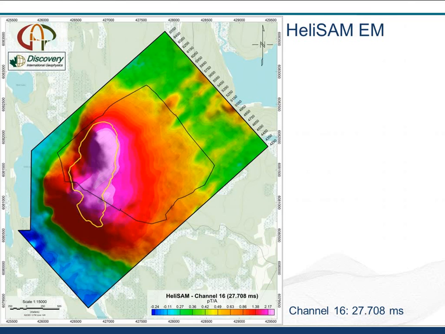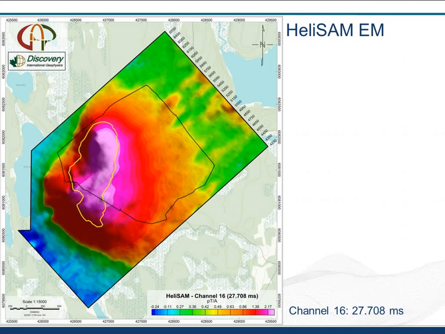And again, this channel 16 is at 28 milliseconds, which is not possible with other airborne systems. This is a combined ground and airborne system, and that's one of the advantages. It provides a low base frequency sensitivity to highly conductive targets. The response here is very comparable to what you'd get with a conventional ground EM survey.